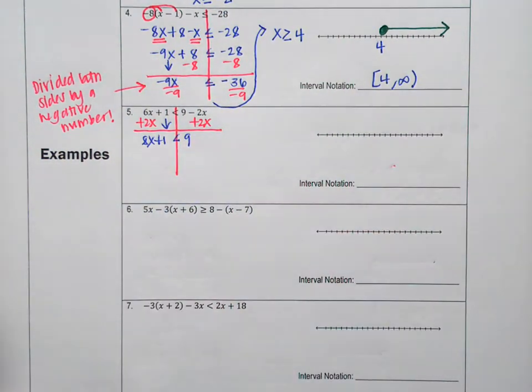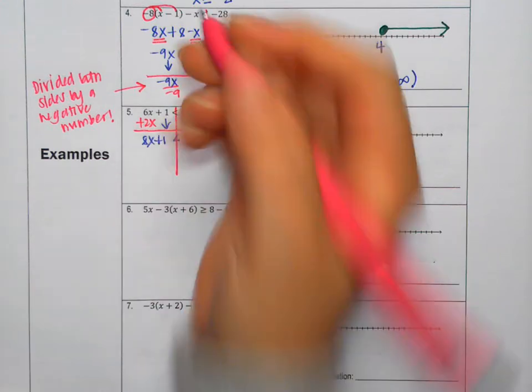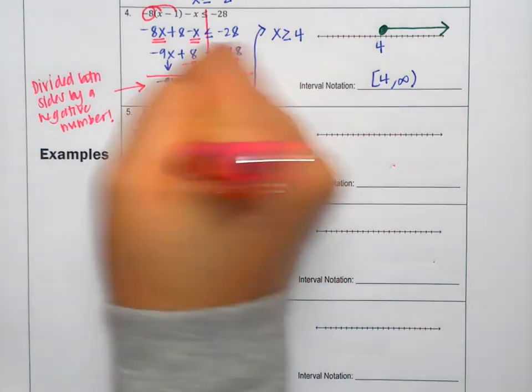And then from there, I just solve for x. So I undo anything that's being added or subtracted. So I subtract 1 from both sides.